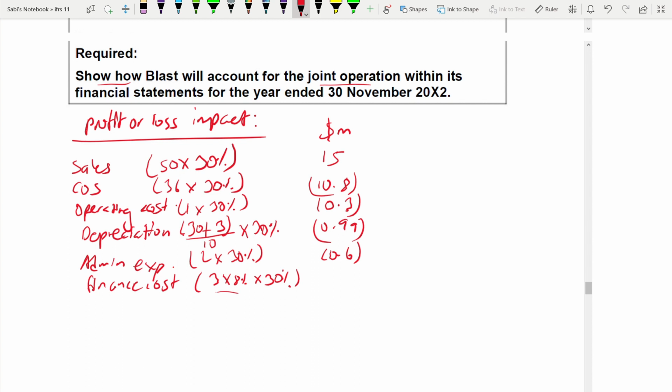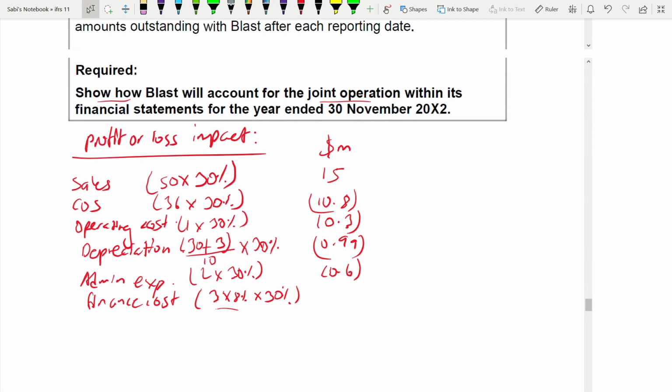Now don't ask me why it is 3 into 8%. It is always like that. Unwinding the discount means you take the present value and multiply it with the interest rate, the discount rate that is given. And that becomes your finance cost. Always, whenever unwinding discount is there. So it is 0.072. You deduct, and then you get your share of net profit, which is 2.238. Do not rely on my figure. Please do it yourself and check.